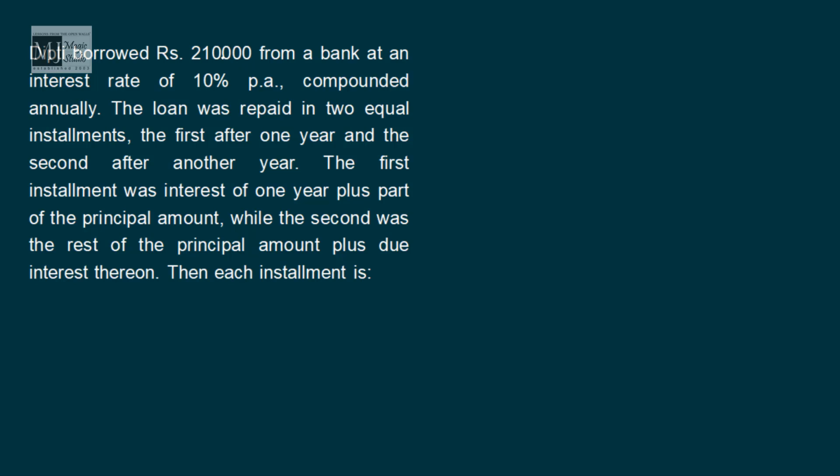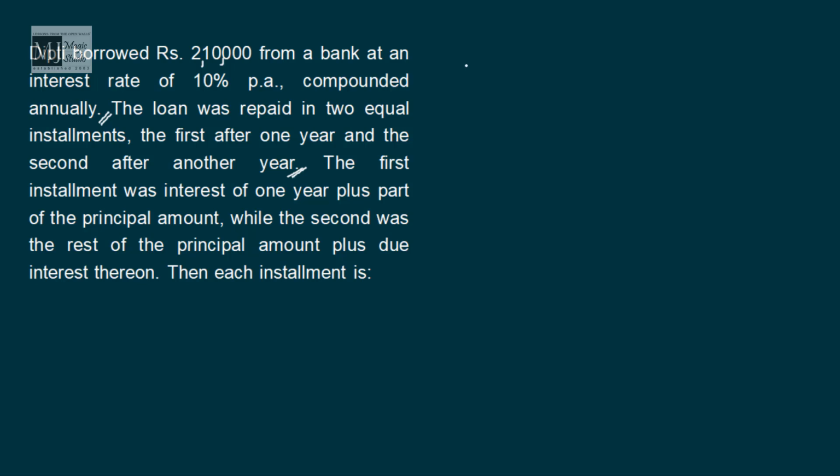Deepti borrowed rupees 2,10,000 from a bank at an interest rate of 10% per annum compounded annually. The loan was repaid in two equal installments, the first one after 1 year and the second one after another year. The first installment was interest of 1 year plus part of the principal amount, while the second was the rest of the principal amount plus due interest thereon. Then each installment is?